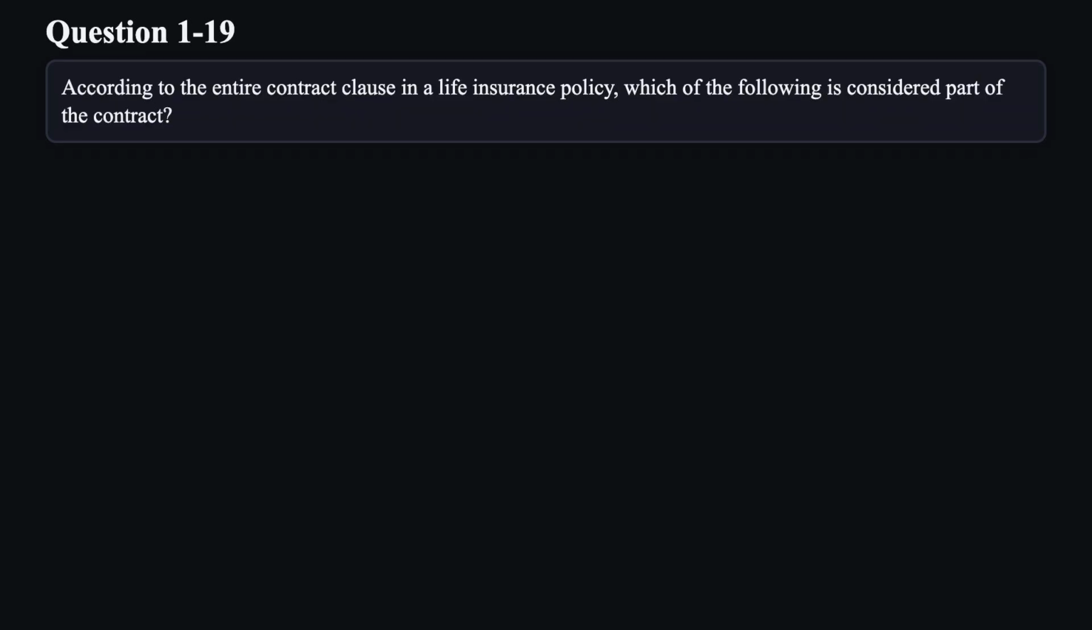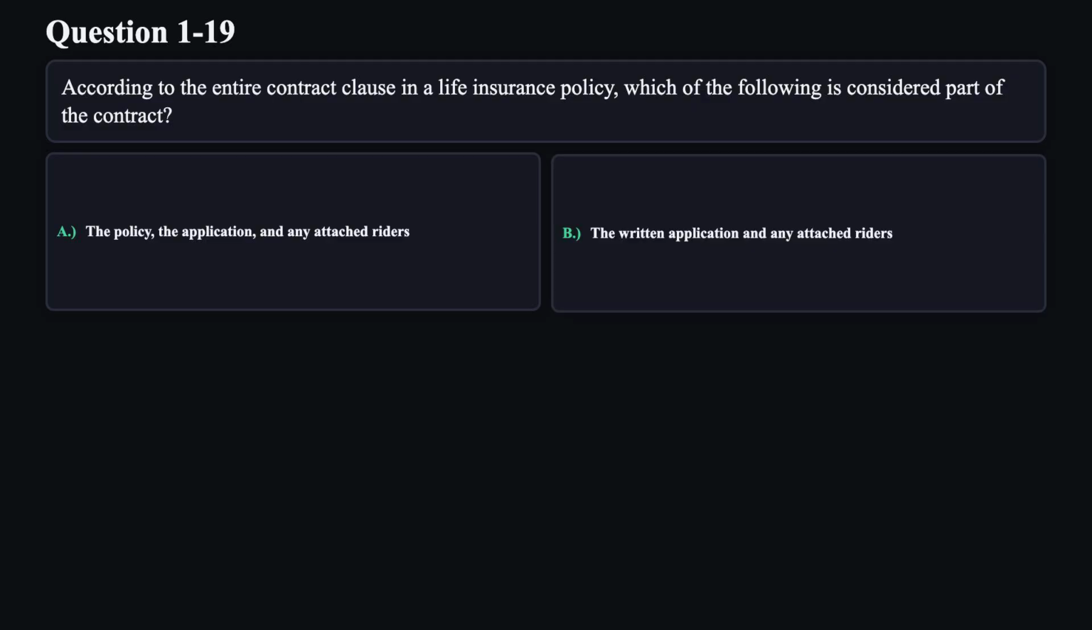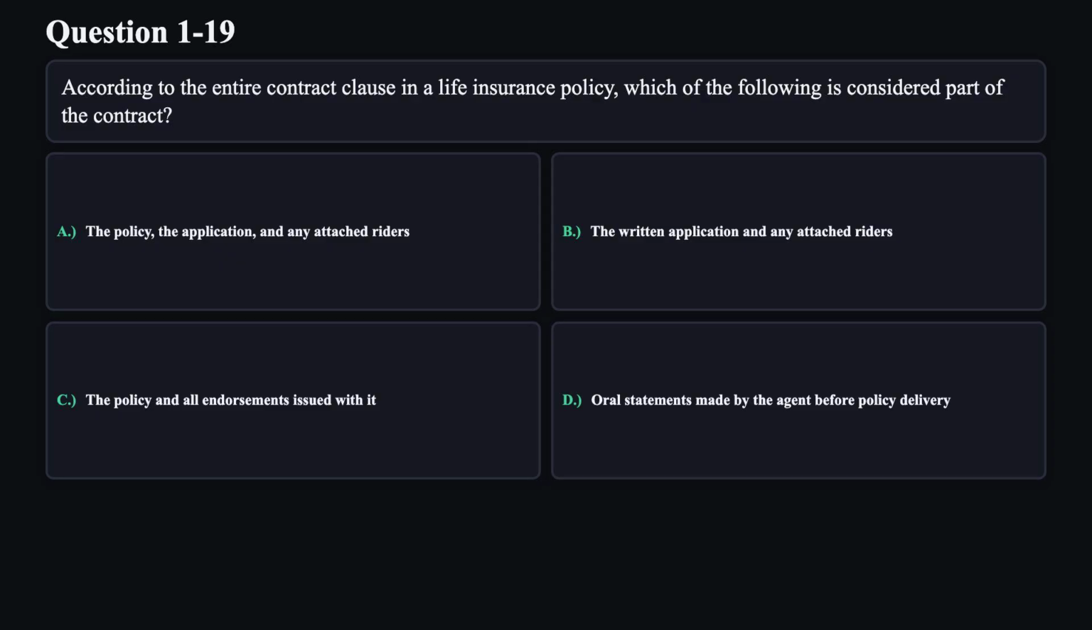Question 19. According to the entire contract clause in a life insurance policy, which of the following is considered part of the contract? A. The policy, the application, and any attached riders. B. The written application and any attached riders. C. The policy and all endorsements issued with it. D. Oral statements made by the agent before policy delivery.